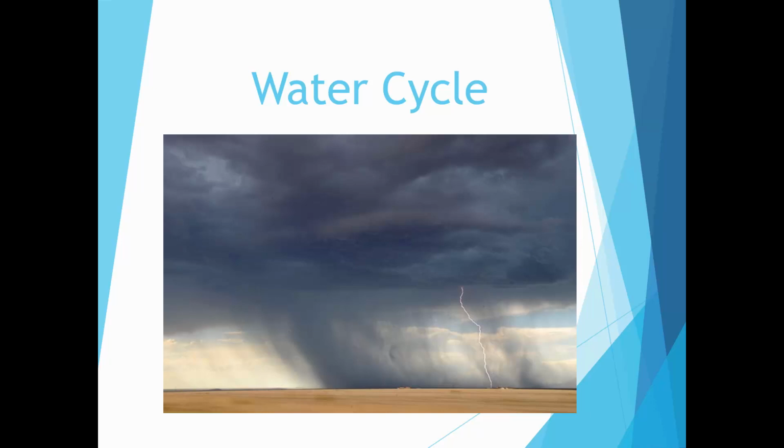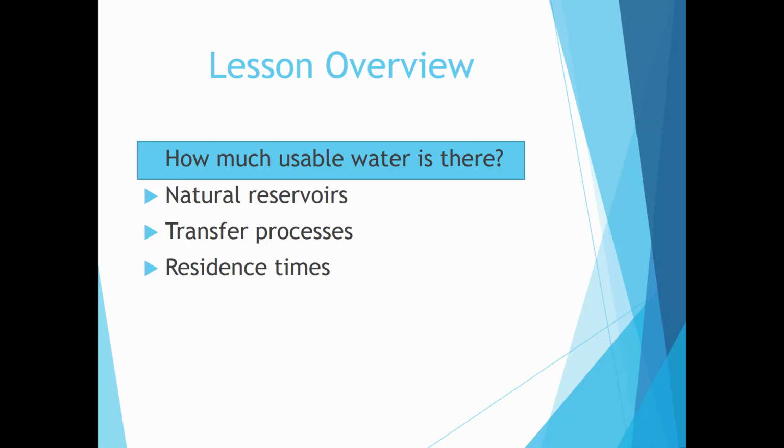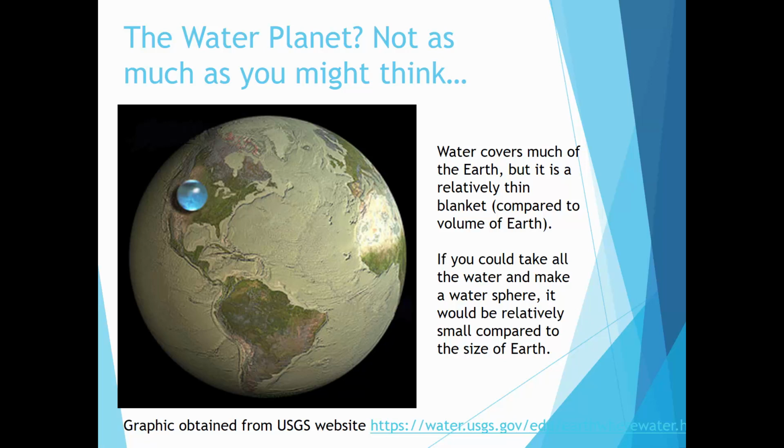In this first series of lectures, we'll talk about the water cycle and the different processes within the water cycle. The first topic of this series is about how much usable water there is on Earth, and there's a lot of misconceptions about how much water there really is available for use. So that'll be our focus for this mini lecture.